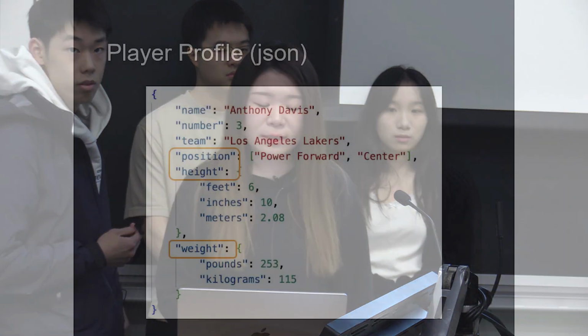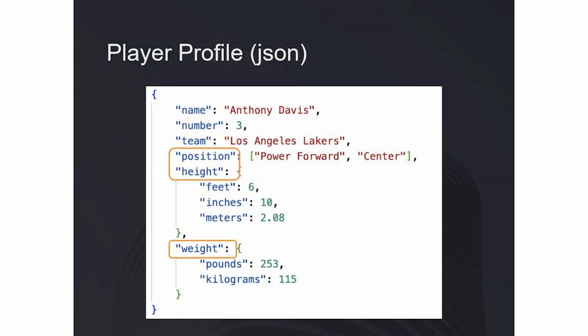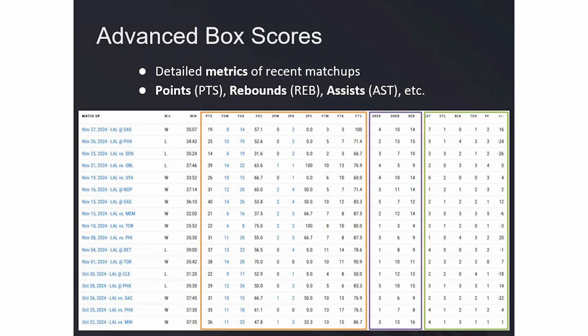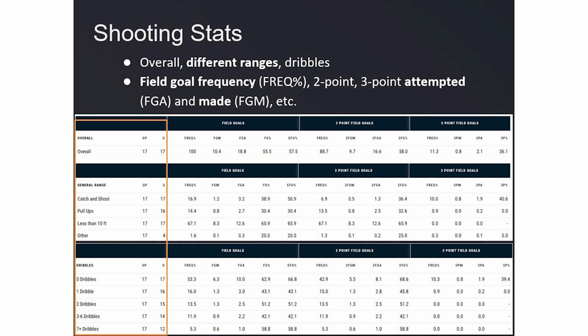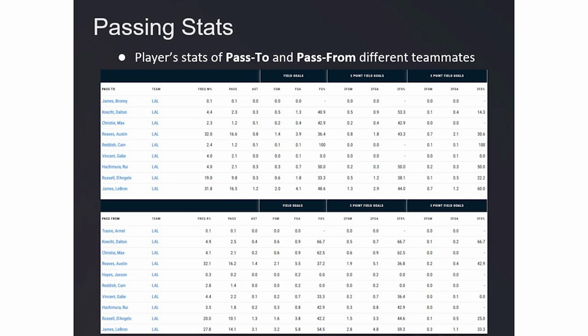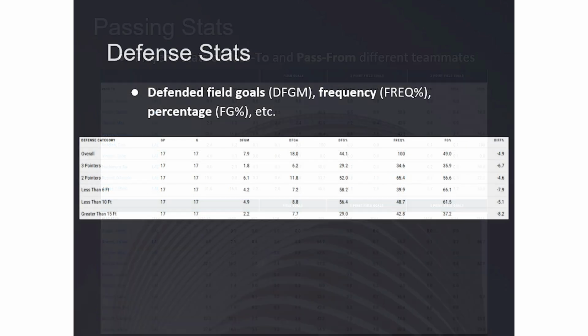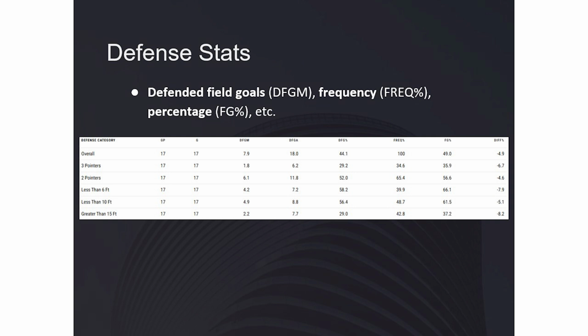Player profile contains essential information like the player's position, height, and weight. Advanced box scores capture detailed metrics of the recent matchups, including points, rebounds, assists. Shooting stats include players' shooting performance across different ranges. Passing stats showcase the player's teamwork pattern. And defense stats contain information on the player's guarding performance.